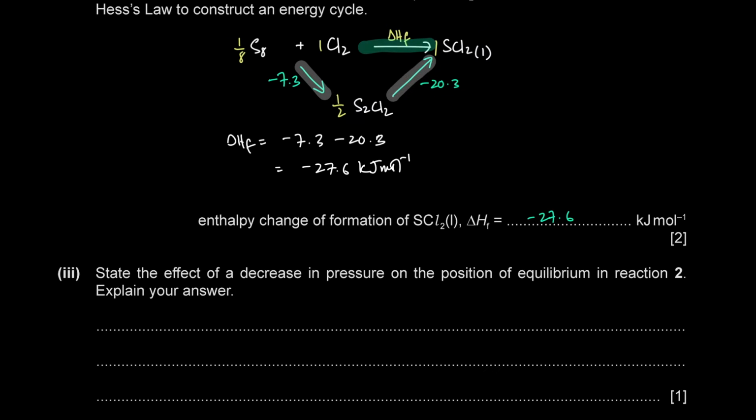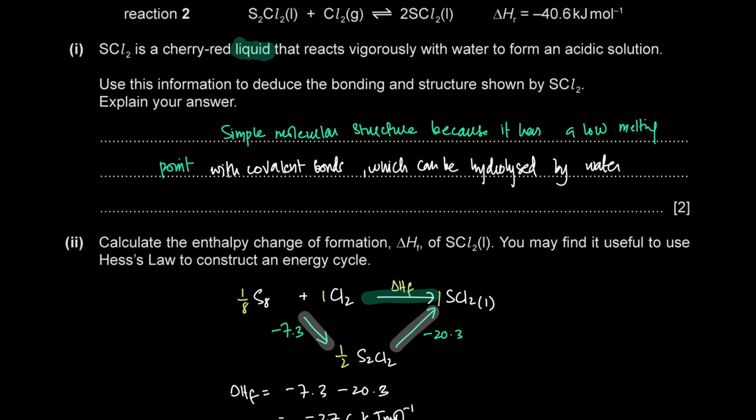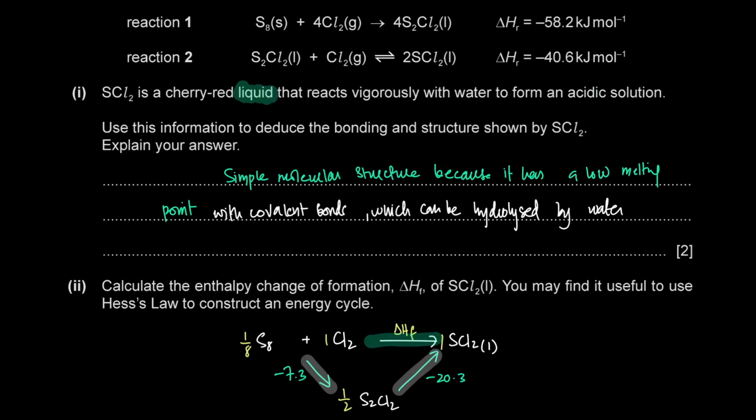State the effect of a decrease in pressure to the position of equilibrium in reaction 2. Explain your answer. So if we go to reaction 2, if we decrease the pressure, what happens to the position of the equilibrium in reaction 2? Now, changes in pressure affect the position of the equilibrium only when gases are present. An increase in pressure favors the side with fewer gas molecules or fewer moles of gas. So a decrease in pressure favors the side with more moles of gas.